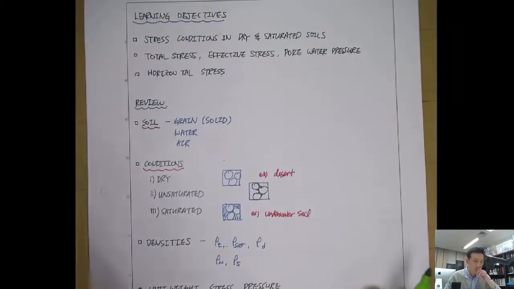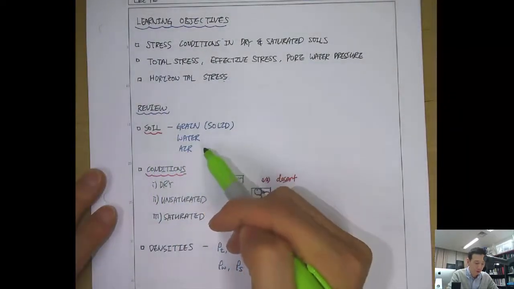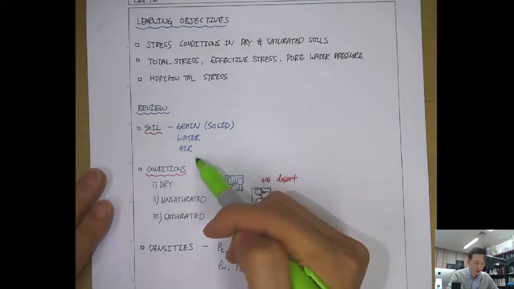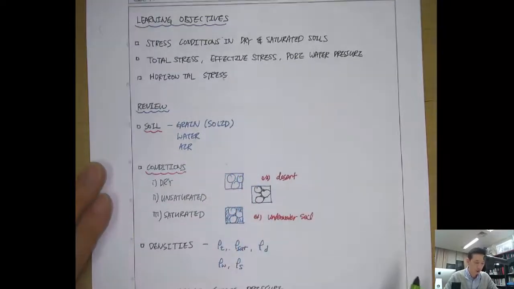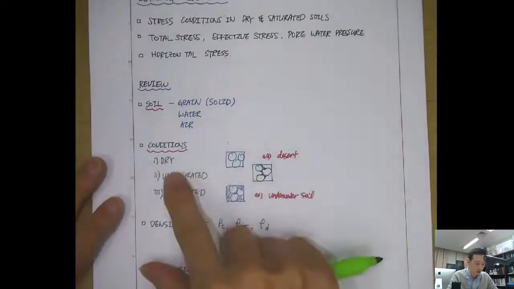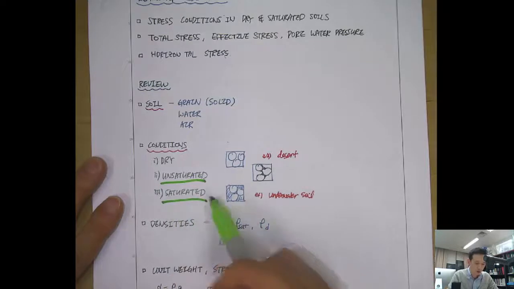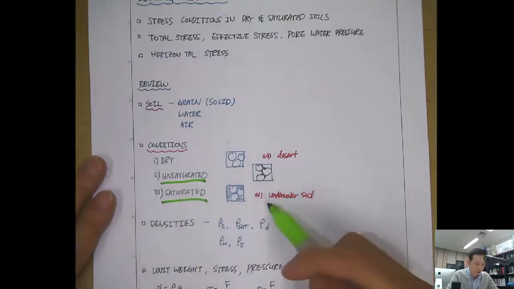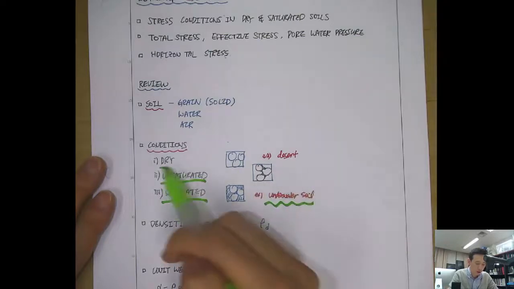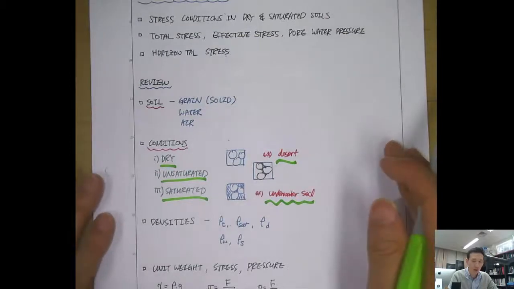So let's briefly review what soil is. Soil is made of grain and water and air. So in this class, we talk about these three phases as representative constituents of the soil. And the condition can be categorized into dry condition, unsaturated or partially saturated condition, and saturated condition. So in the saturated condition, the voids are 100% filled with water. So you can think of underwater soil, right? Dry soil, maybe you may think of a desert or very dry sand, like a sand dune.